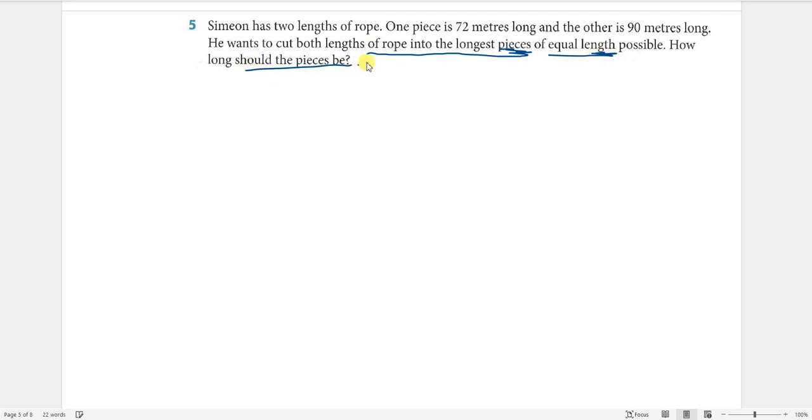So simply you can do HCF for these two numbers, because HCF gives you the highest common factor for these two numbers, and that answer will be the answer for the longest equal possible length from both the pieces. Here also I'm going to skip the multiplication working. I'm just going to write the answers directly.